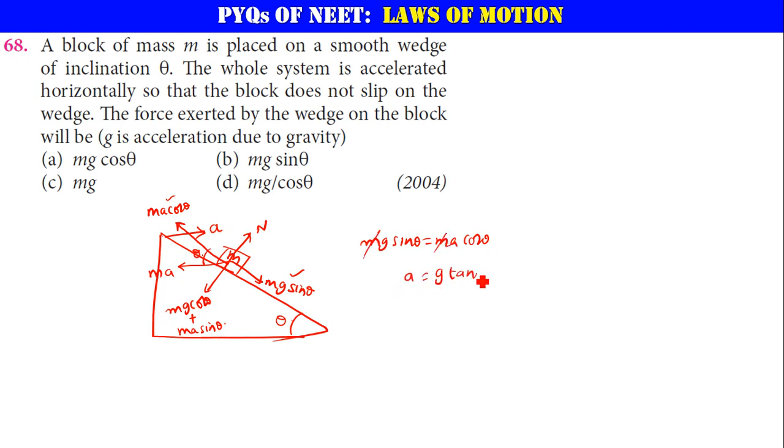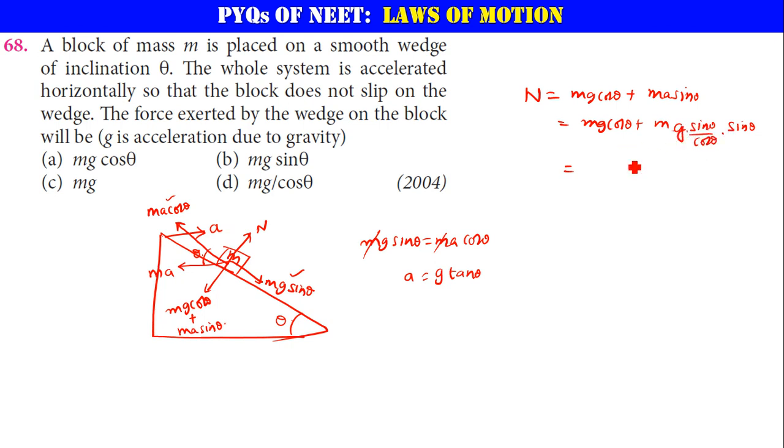Sir, we know this already. But we have to use this information for finding out normal reaction. So normal reaction is the force exerted by the wedge on the block. So N is equal to mg cos theta plus ma sin theta. Mg cos theta plus m, what is A here? A is equal to g tan theta. G tan theta is nothing but sin theta by cos theta, into sin theta again. G sin theta by cos theta.